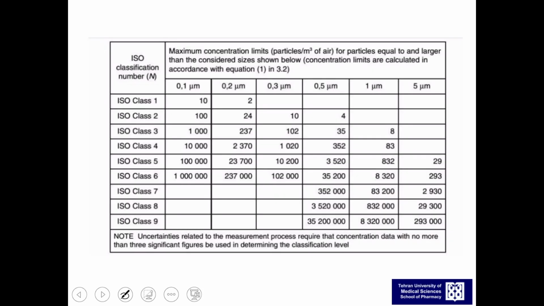Okay, and already the ISO standards. So for ISO class 1, the allowable size is 0.1 micrometer particles, and there should be 10 particles per cubic meter allowable. If this type of particle, 10 particles, is available, then this is clean. In class 9, at 5 micrometer size, 2,93,000 particles will be available per cubic meter.